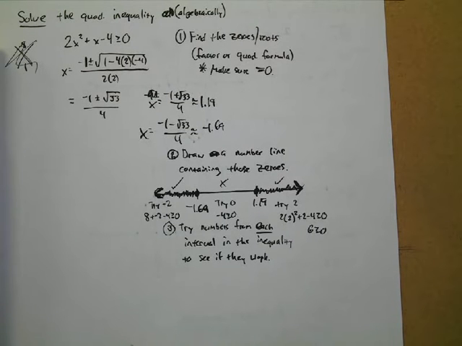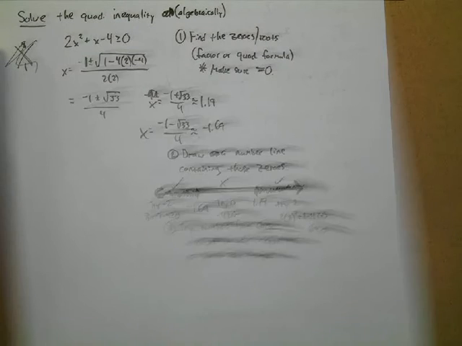Okay, let's try another one. This will be the last example, and then I'll have you guys try one. Let's, again, solve x squared minus 2x greater than 15 algebraically.